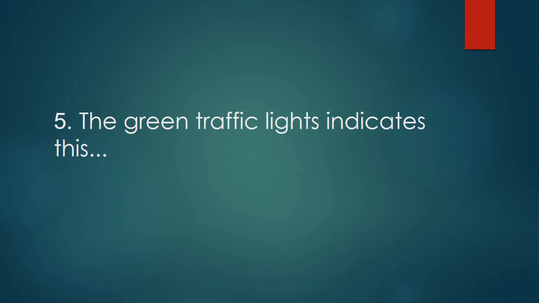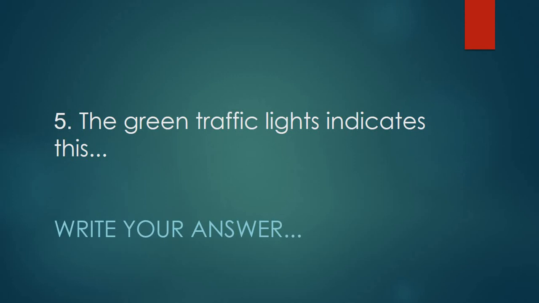the green traffic light indicates this. Now you know the traffic lights are of three colors: green, red and yellow. All the three lights have their own uses. So write your answer for this. What do you think is the use of green traffic light? When the green traffic light is there, what does it indicate? What do the drivers have to do when they see the green traffic light?